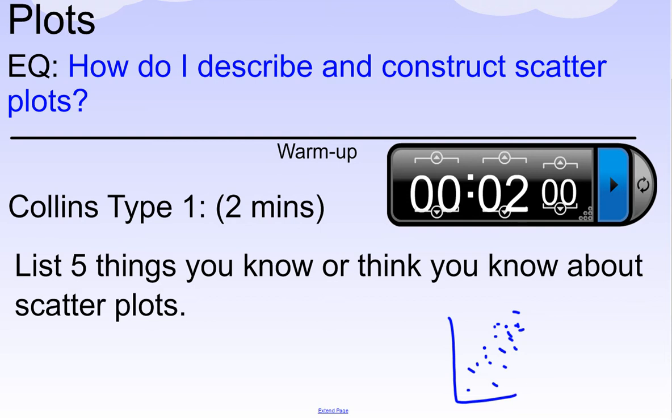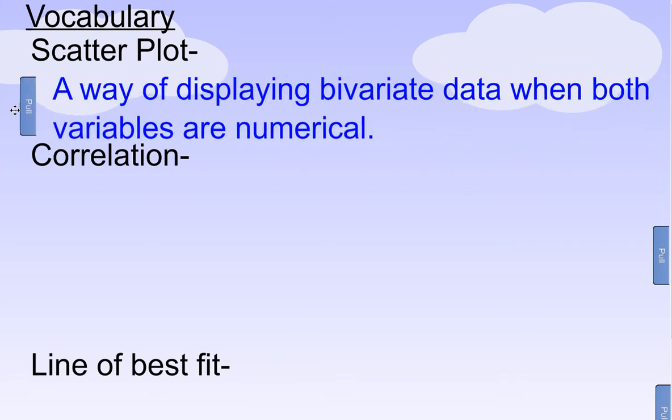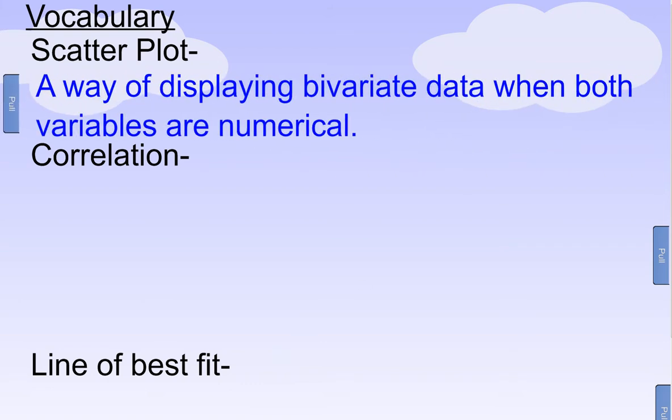So let's check out the vocab. We've got 3 vocab words. First one is, well, scatterplot. What is a scatterplot? A scatterplot is a way of displaying bivariate data when both variables are numerical.